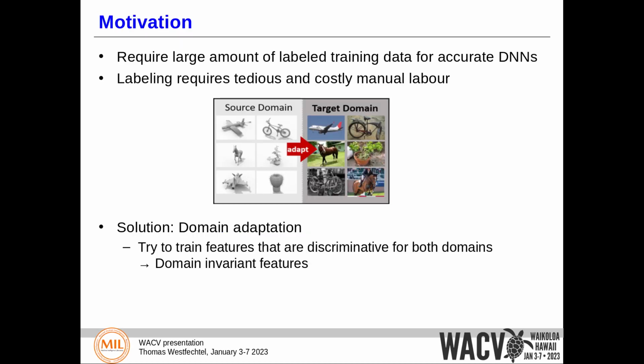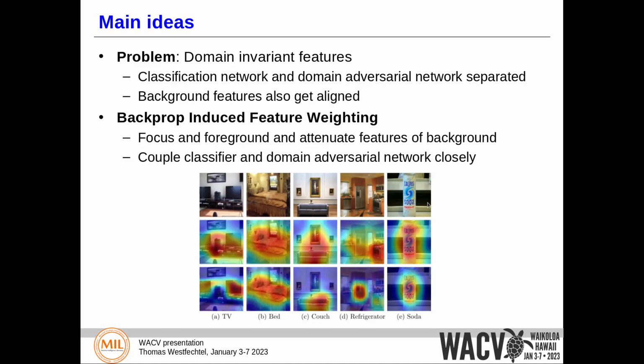So for the motivation, to train deep neural networks requires a large amount of labeled data, but getting the labeled data is tedious and very costly. One solution is domain adaptation, where you transfer the knowledge from a labeled source domain to an unlabeled target domain. This is often done by extracting domain-invariant features, so features that are discriminative for both domains. This is often done in an adversarial way.